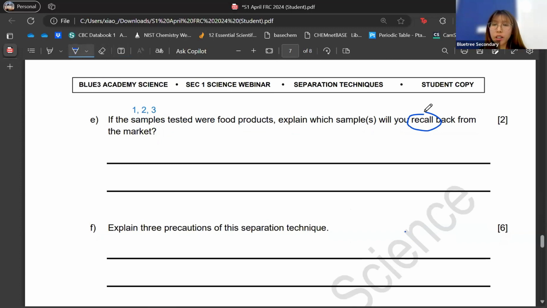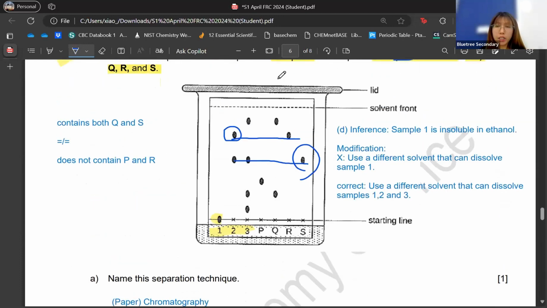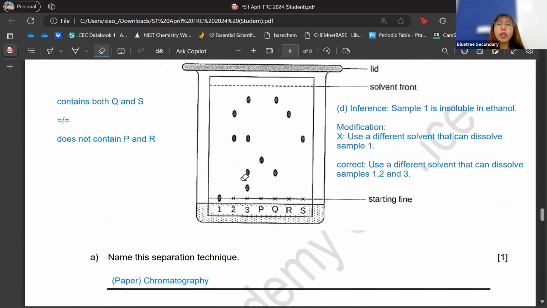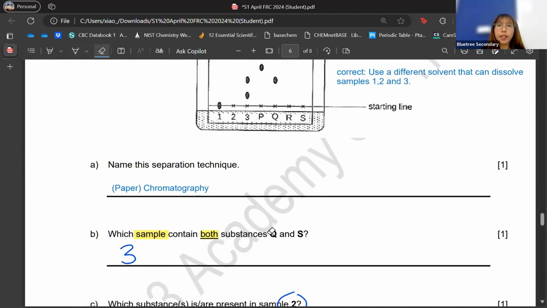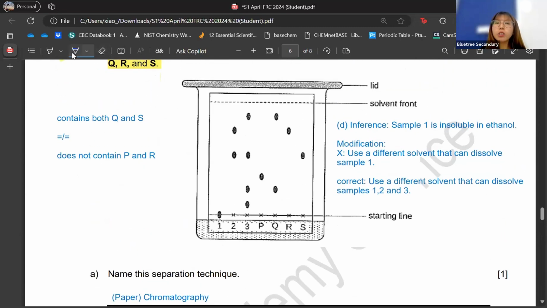Okay, so that is why using this knowledge that we have as general knowledge, we answer the question by checking out the chromatogram because this is where our clue, our evidence lies. So sample 1, we already know it's insoluble, we cannot tell much. Sample 2, okay, 2 spots, we already know that sample 2 consists of R and S. And sample 3, we know that it consists of Q and S. So all these analyses have been made earlier on already. Okay, so among the 3, which is the one that we will recall back, we'll take back from the market? The answer is sample 3.